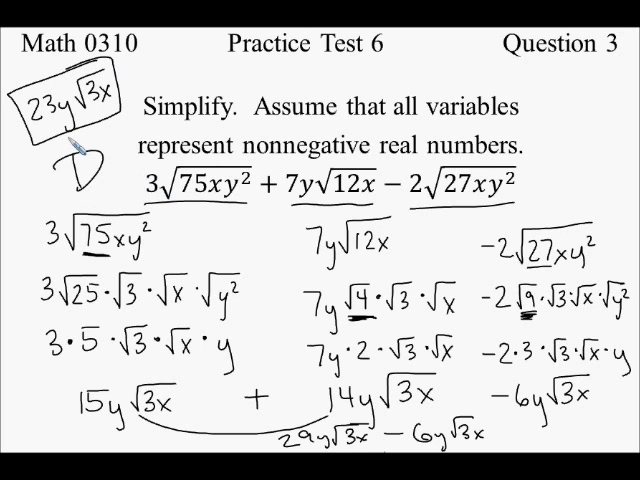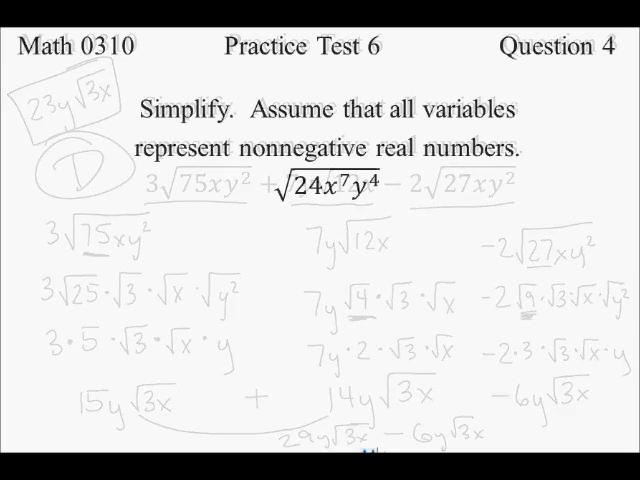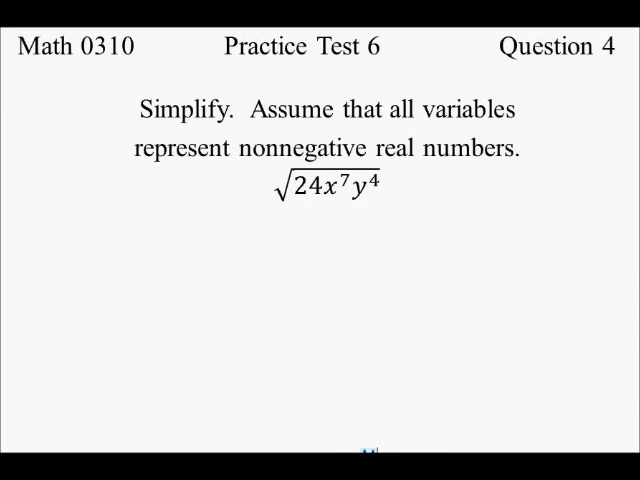Question 4 says simplify. Again, we assume all the variables are non-negative real numbers. So we're going to look at this radical. We have the square root of 24x to the 7th y to the 4th. We're going to look at each part and see if there are perfect squares that we can recognize and pull out that we can simplify later.